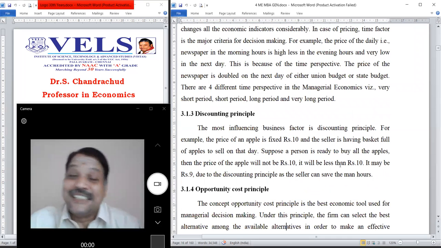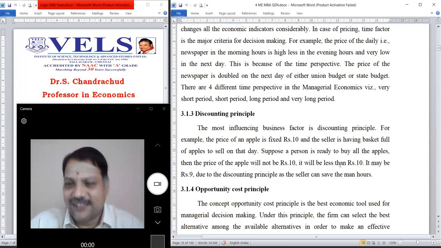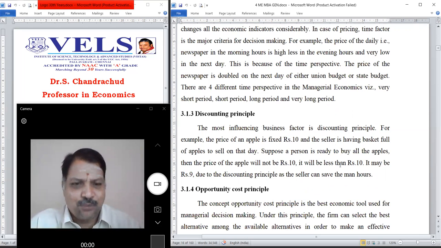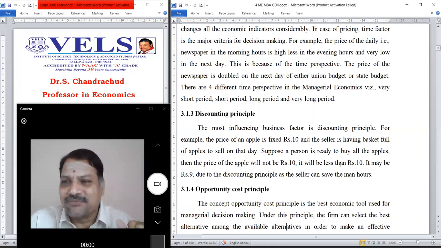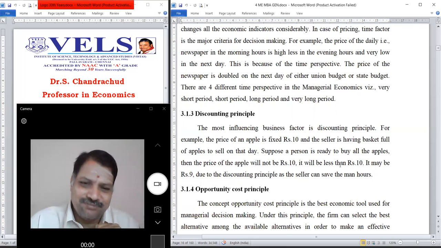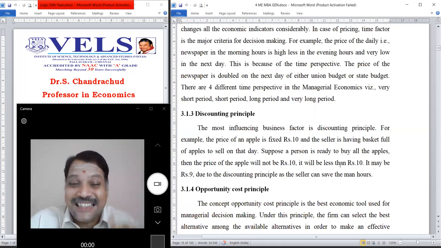The third one is the discounting principle. The most influencing business factor is this particular discounting principle. Why? Because the price of an apple is fixed at 10 rupees. We may say the price of one apple is 10 rupees. The seller has a basket full of apples to sell on that particular day. Suppose a person is ready to buy all the apples, then the price of the apple will not be 10 rupees. It will be less than 10 because of the discounting principle. It may be 9 rupees or 8 rupees, as the seller can save his man hours.